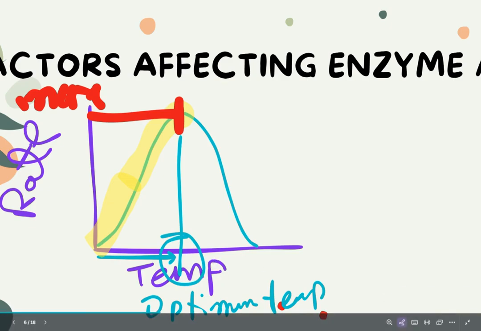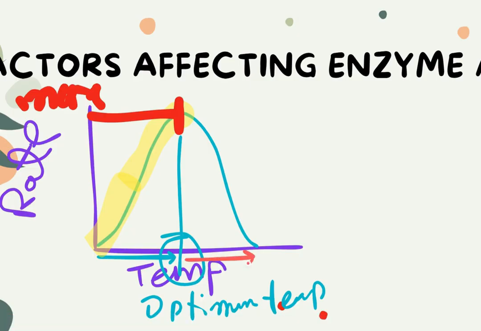Now note one thing. As I increase the temperature from the optimum temperature, I increase even more to see if my rate increases or decreases.